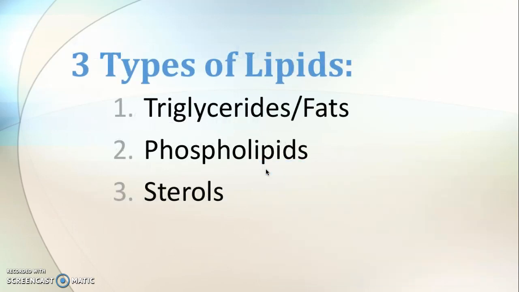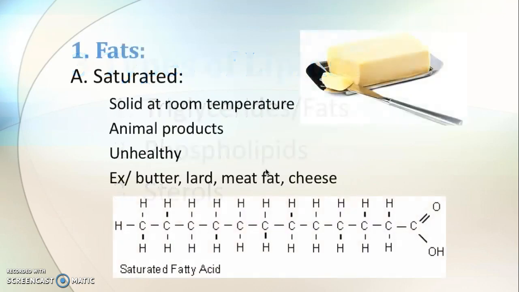There are three main types of lipids. One is triglycerides, which are also called fats. Two is phospholipids, and three is sterols. We're first going to take a look at the triglycerides, or fats. These are all types of triglycerides or fats. Within the group of triglycerides there are a few subgroups. The first one is saturated fats, or saturated triglycerides.